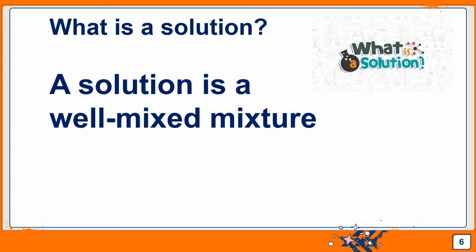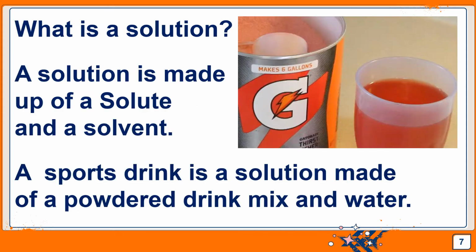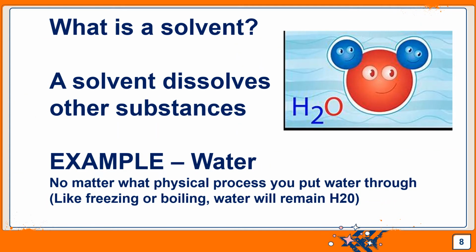What is a solution? A solution is a well-mixed mixture. A solution is made up of a solute and a solvent, such as a sports drink is a solution made of a powdered drink mix and water, such as Gatorade. What is a solvent? A solvent dissolves other substances. A solvent would be H2O. What is H2O? H2O would be water.